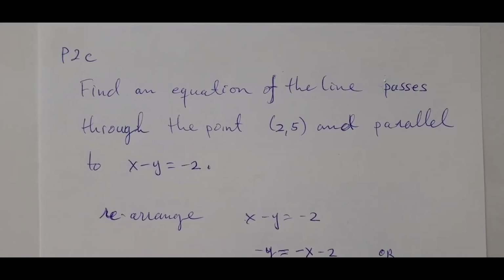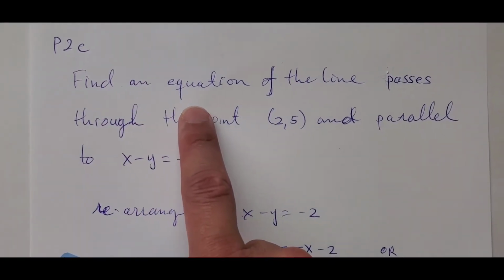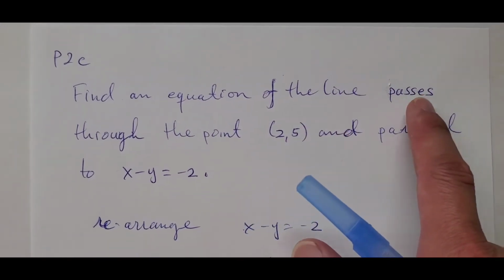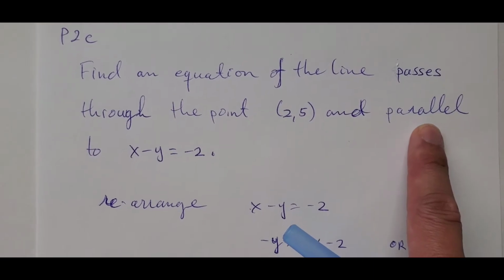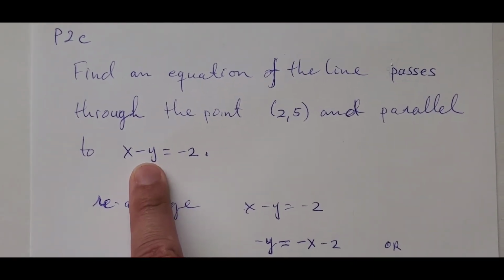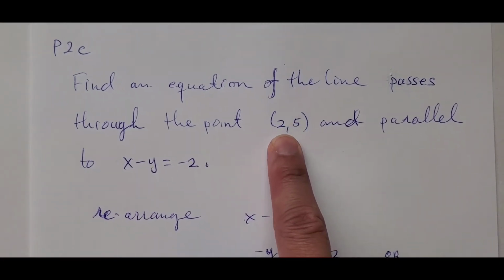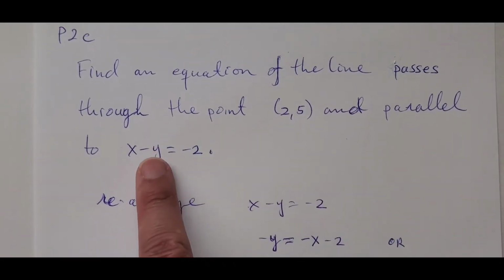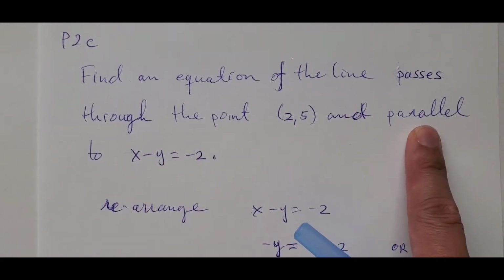This lesson is on P2c. Here we have an example. Find an equation of the line that passes through the point (2, 5) and is parallel to the given line. Okay, so we need a line that goes through this point and is parallel to this equation.